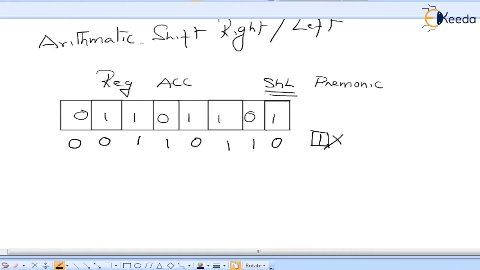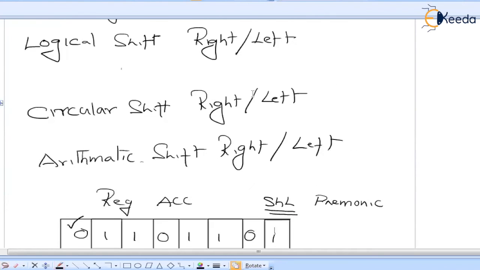In the logical shift left, the most significant bit will be discarded. In the logical shift right, the least significant bit will be discarded. I hope you got it. This is logical shift left and logical shift right.